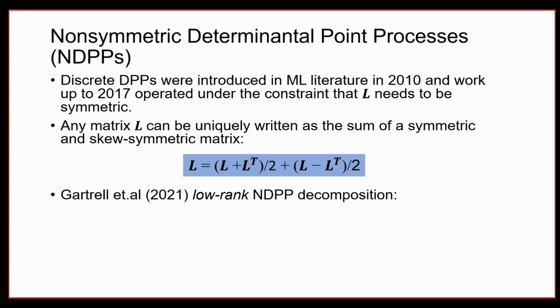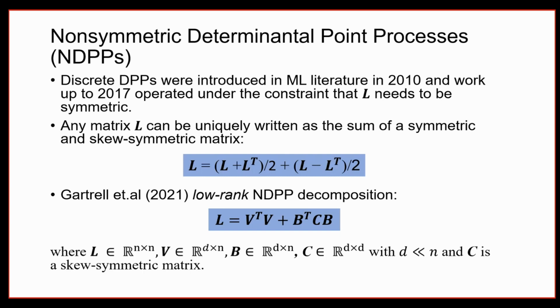In 2021, they introduced a low rank NDPP decomposition. For the symmetric part, it's the same as before, V transpose V, but the skew symmetric part is written as B transpose C B, where L is N cross N, and B is D cross N. This B is also similar to V: for every item, you have a D-dimensional vector. In addition, there is a D cross D matrix C, which is skew symmetric. That gives you these attractive interactions. This is not super important for our talk.